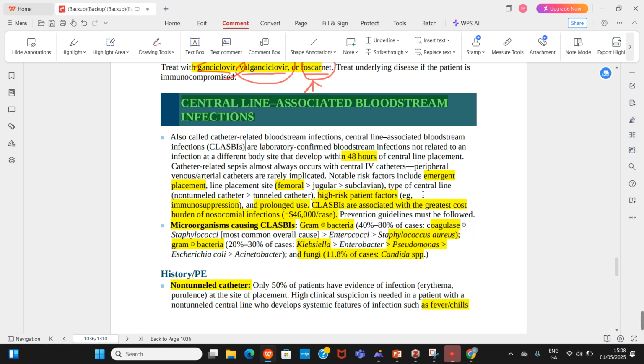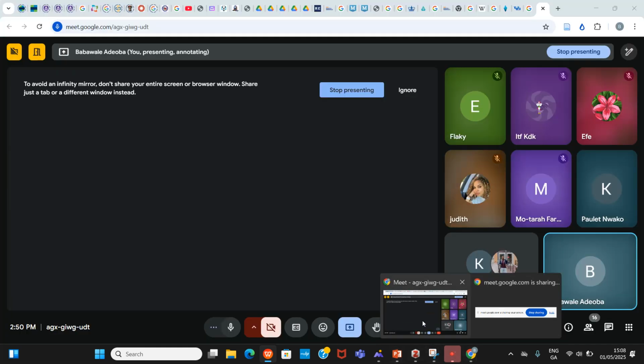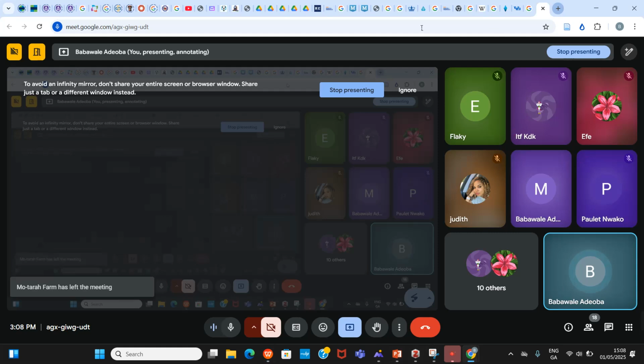And also the type of the line that you put in matters. If you put in a non-tunneled catheter, there's a higher chance of it getting infected than a tunneled catheter. If it's non-tunneled, that means it's outside on the skin. If it's tunneled, that means it is tucked in through the skin. So let us look at an example to show you what I'm talking about.